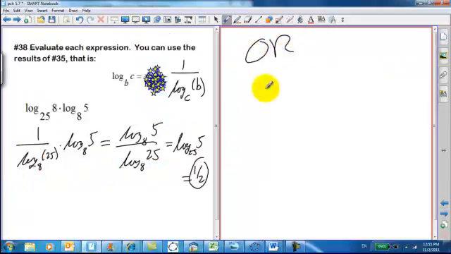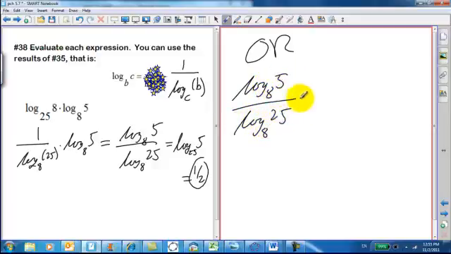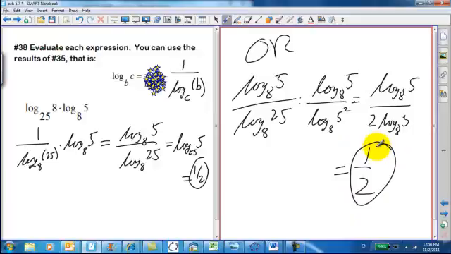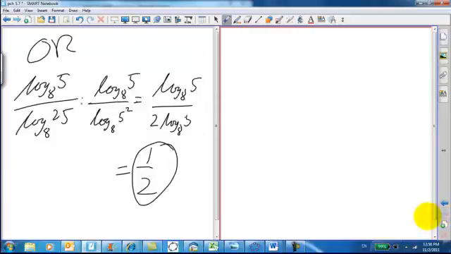Or you can say, okay, you got the log base 8 of 5 over the log base 8 of 25. We could change log base 8 of 25 into log base 8 of 5 squared, then use the bump the exponent log rule. So log base 8 of 5 over twice the log base 8 of 5. And the log base 8s of 5 cancel out, and you get 1/2 that way too. That's it.